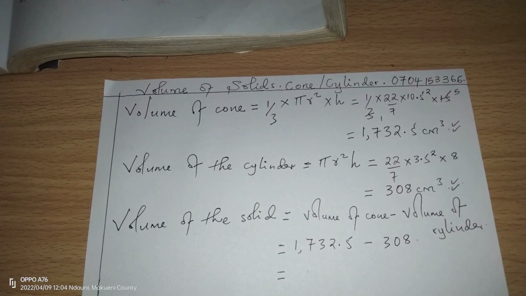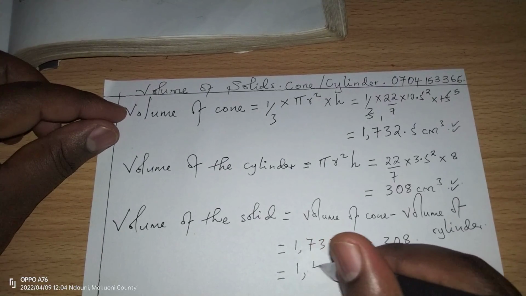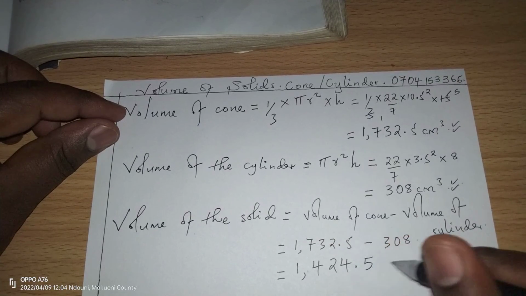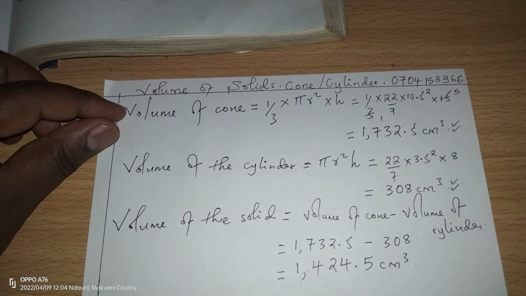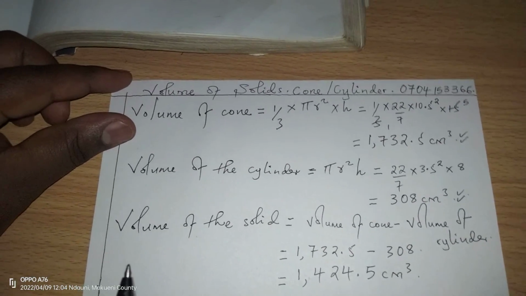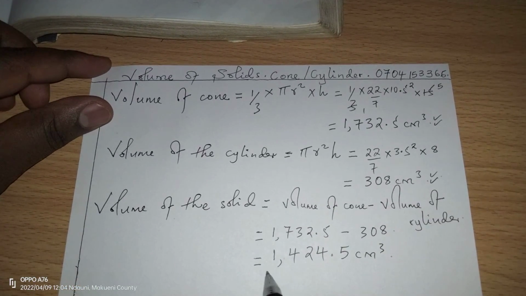So using the calculator, 1732.5 minus 308. This is going to give us 1424.5 cubic centimeters. So that is how we get the volume of the remaining solid when the hole is drilled from the cone.